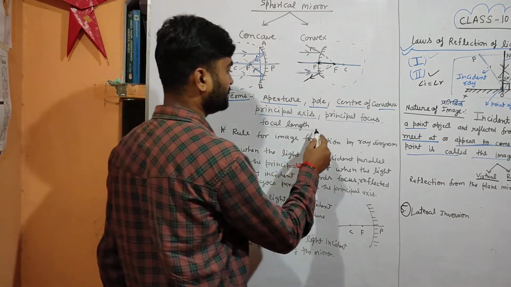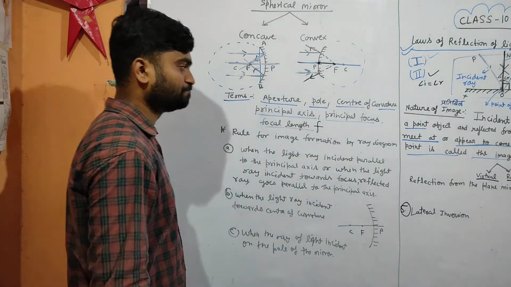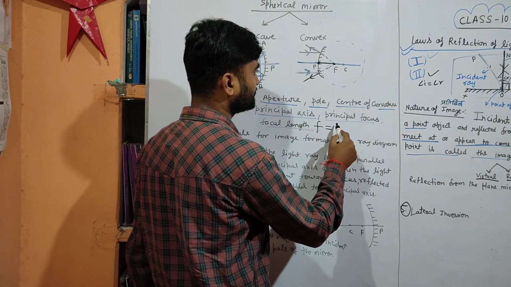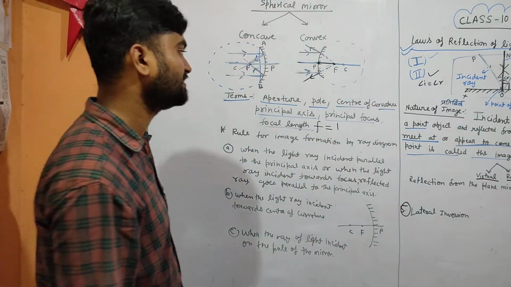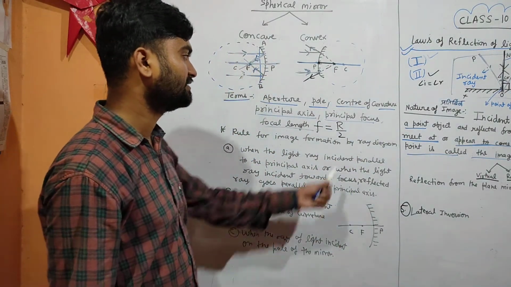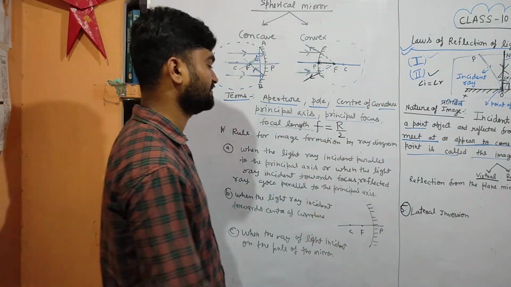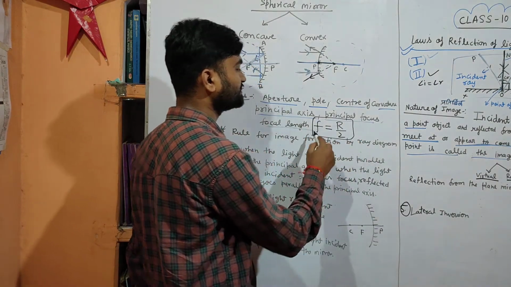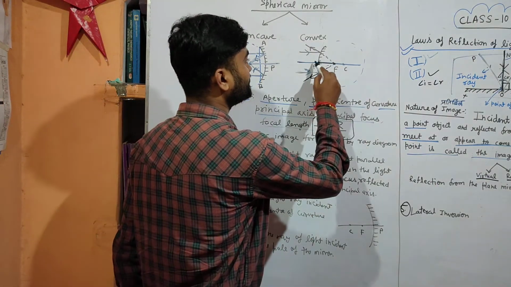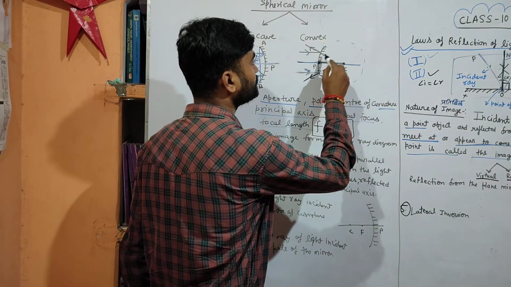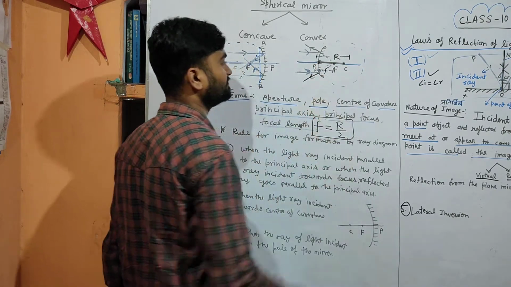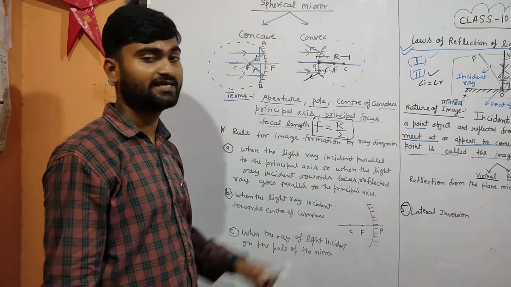So this principal focus is defined as small f or capital F, and for our spherical mirror, the focal length f is equal to R by 2. What is R? This is the radius of curvature. Focal length is half of the radius of curvature. And what is the radius of curvature? The distance between the pole and the center of curvature is known as the radius of curvature. So this is the radius of curvature. This is the focal length. Focal length is noted as small f.